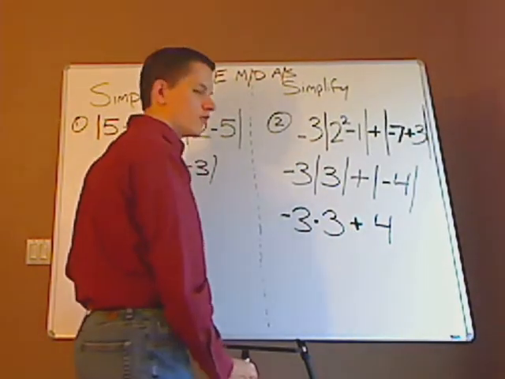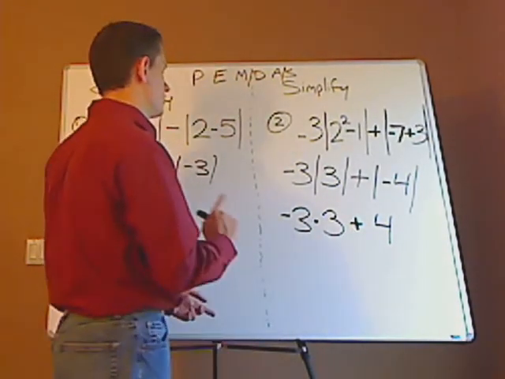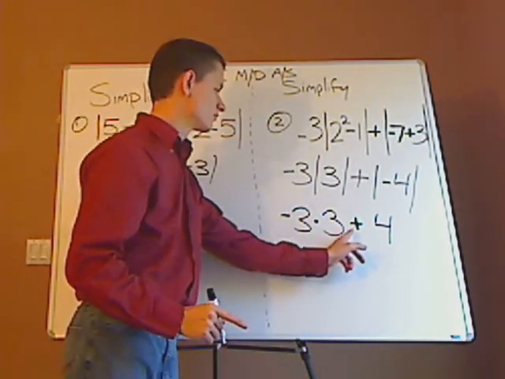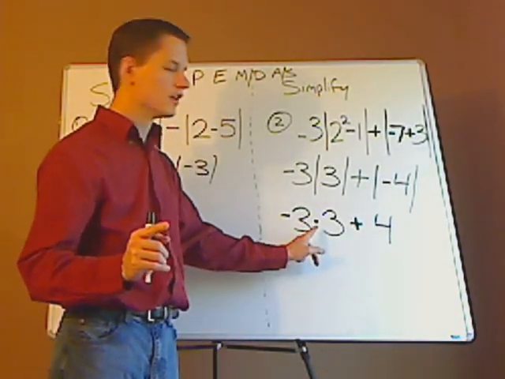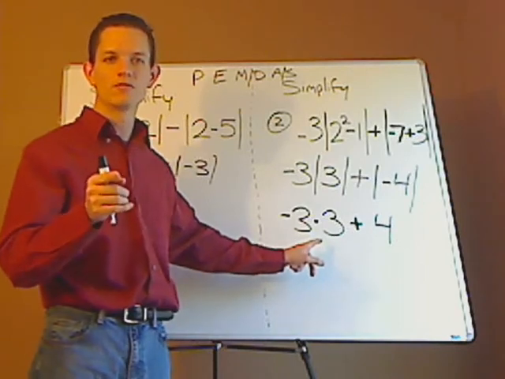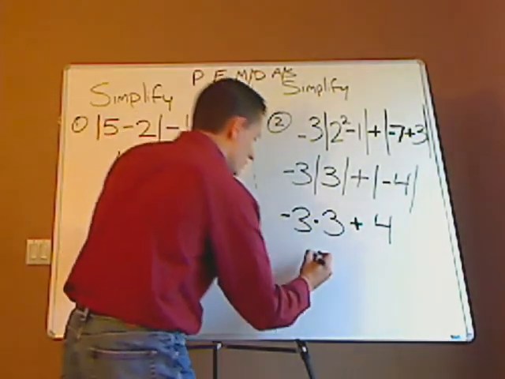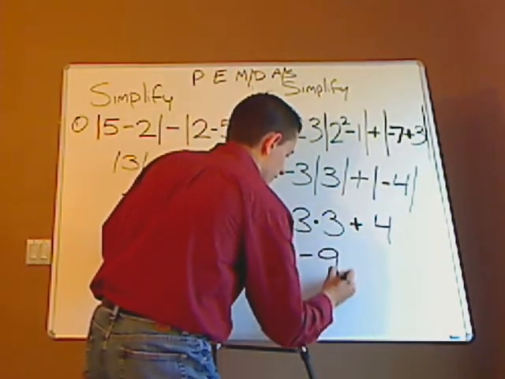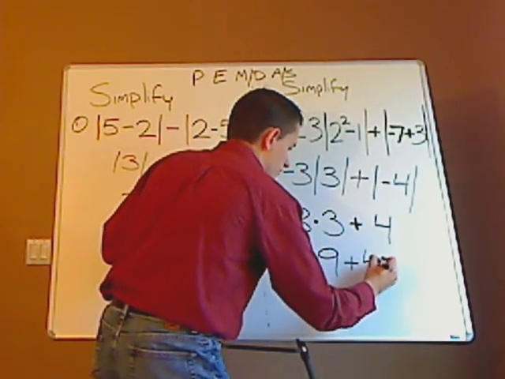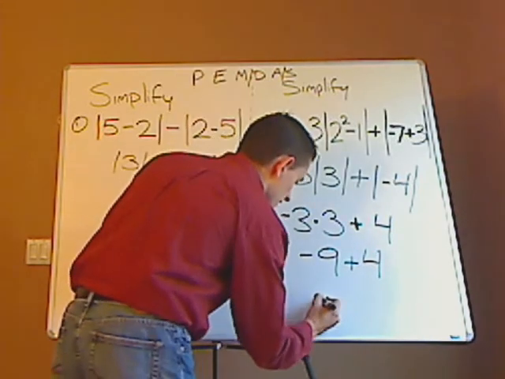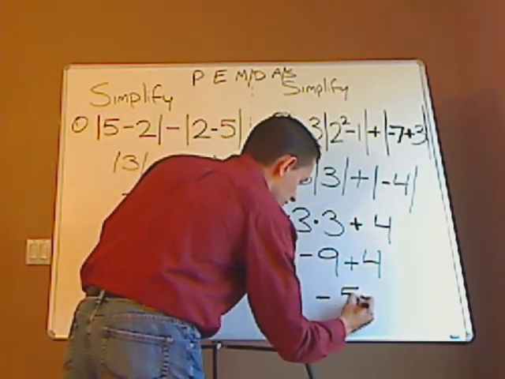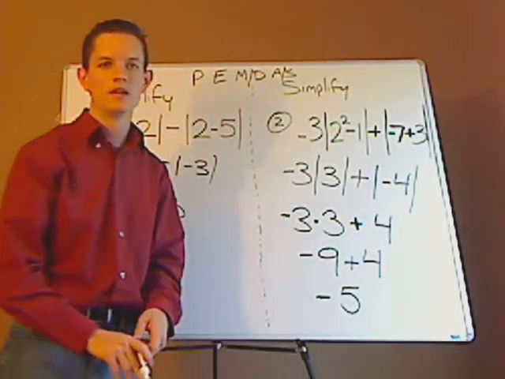Alright, then just the order of operations. Am I going to do this first? 3 plus 4? No, good call. You're going to do the multiplication first. What's negative 3 times 3? Right, that's negative 9 plus 4. And what's negative 9 plus 4? Right, it's negative 5. Alright, that's it.